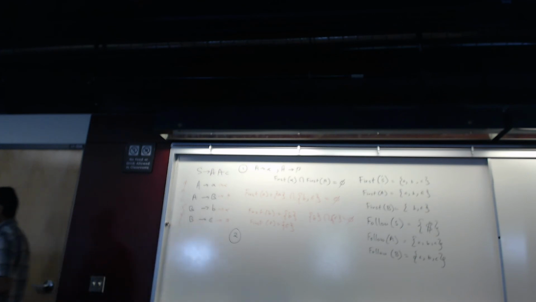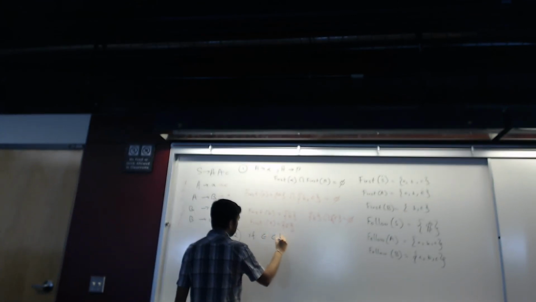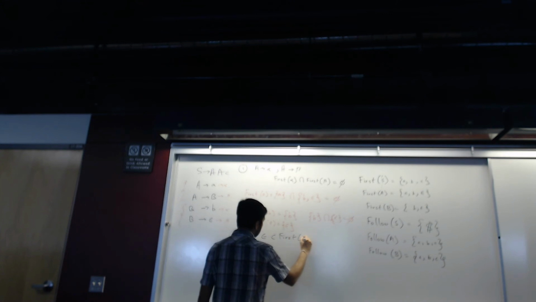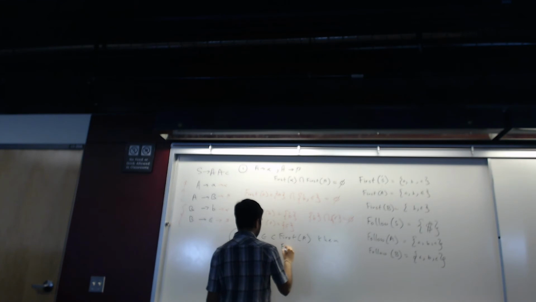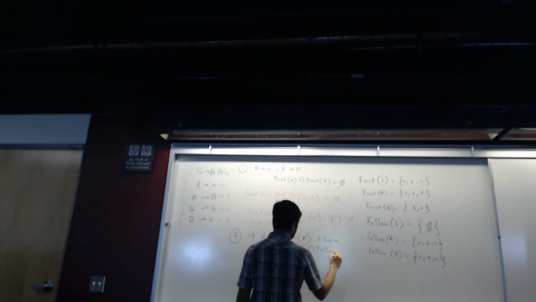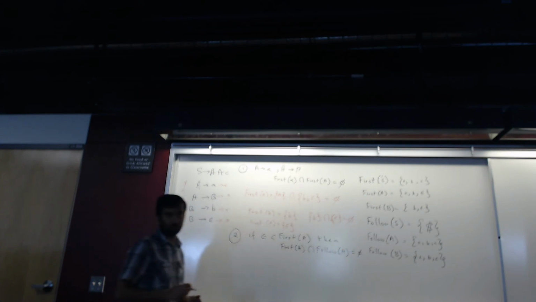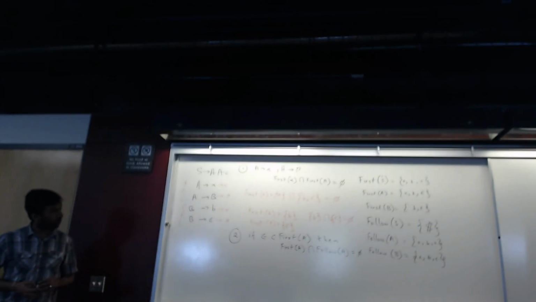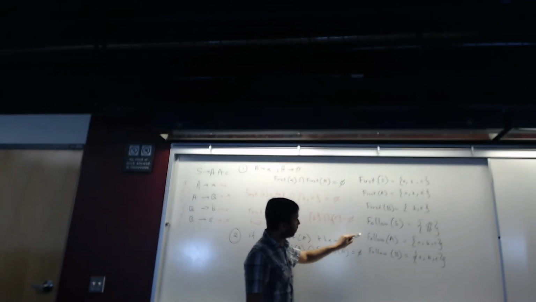So what was the rule? If epsilon is in first of A, then first of A intersect follow of A is empty set. Have to be empty set, right? That is the rule. So now let's check for A. So is epsilon in first of A? If you intersect first of A and follow of A, what happens?